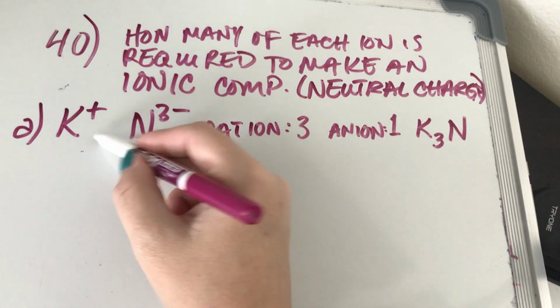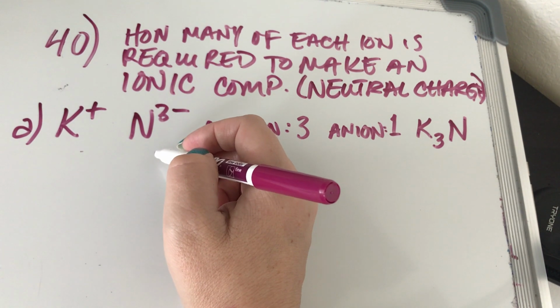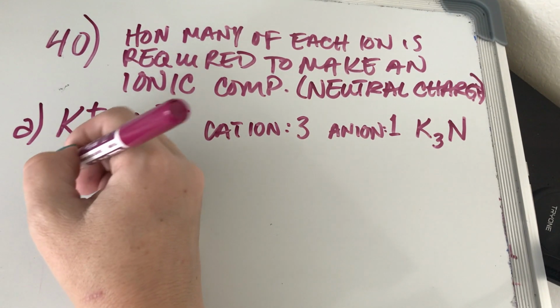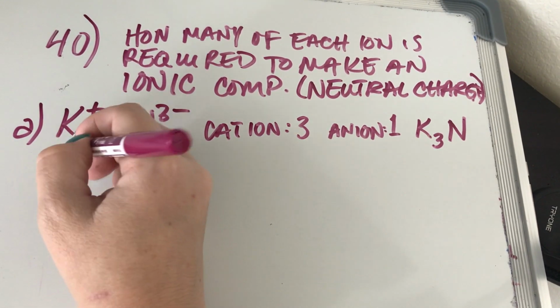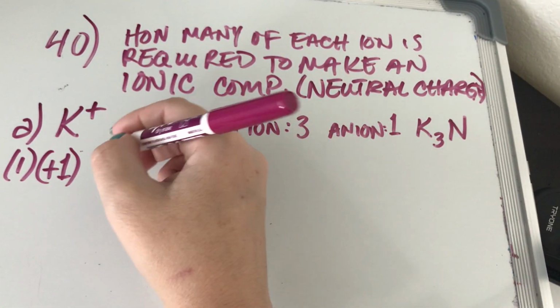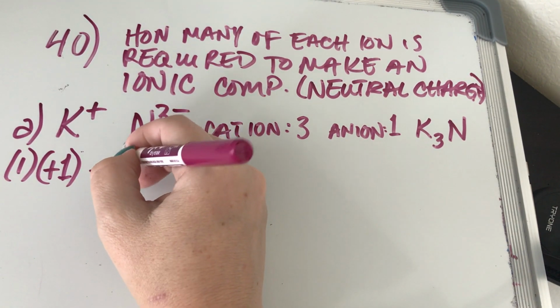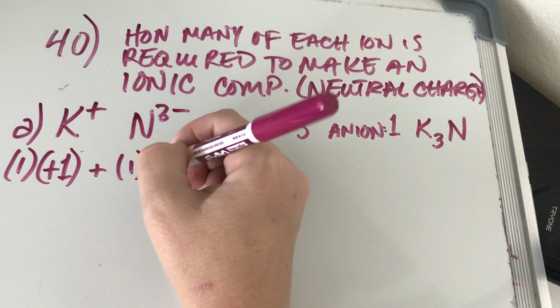Now, if you can't see this in your head, that's okay. There's a systematic way that you can approach this. So let's say we started off with 1 of each.